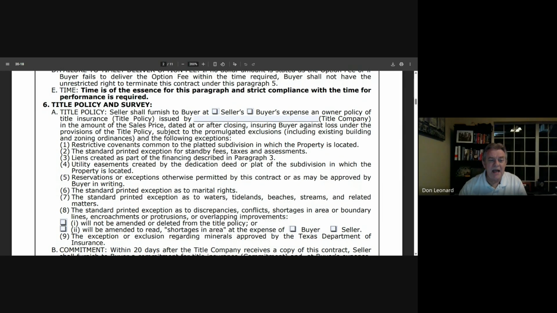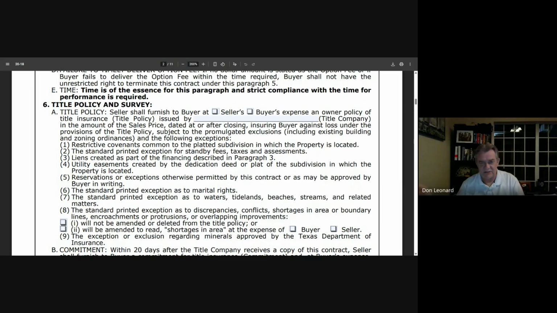Numbers 1 through 9 are what we call exceptions to title. These are things that the title company will not cover. The only one that we really need to pay attention to in filling out the contract is number 8, where there is a choice, there is a checkbox, and one box or the other does need to be checked. And it talks about whether or not we're going to ask the title company to cover more than what their basic policy covers.